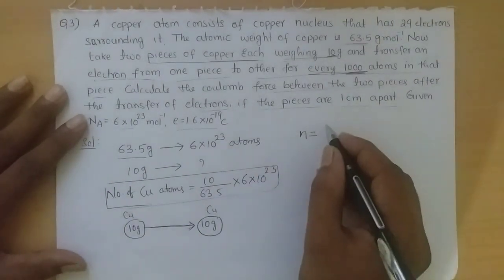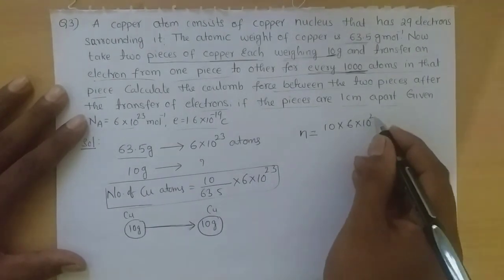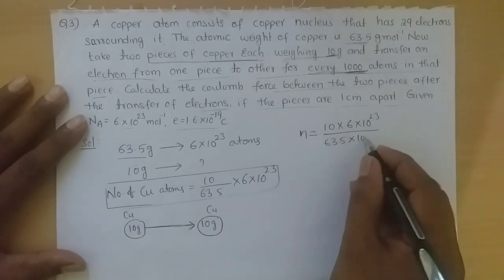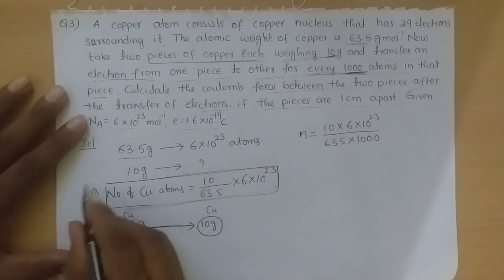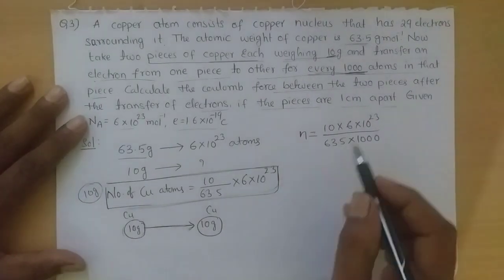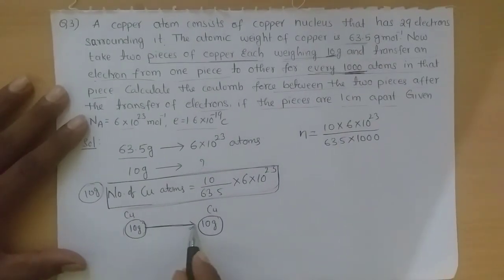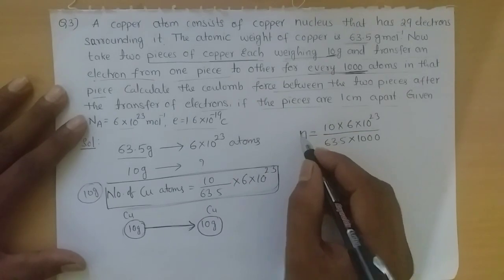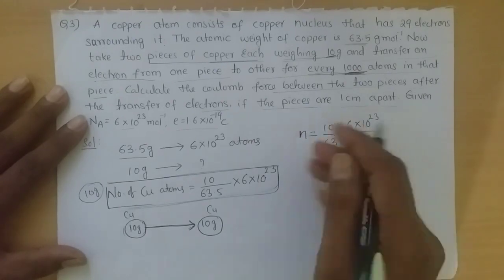Then we will get, so this is how much? 10 into 6 into 10 power 23 by 63.5 into 1000. These are the number of electrons, from the copper atoms in the 10 gram piece. For every 1000 atoms, one electron is transferring from one piece to the other. So for this many atoms, how many electrons transfer is what we are finding. So n equals this much, and this many electrons transfer from this piece to the other piece.